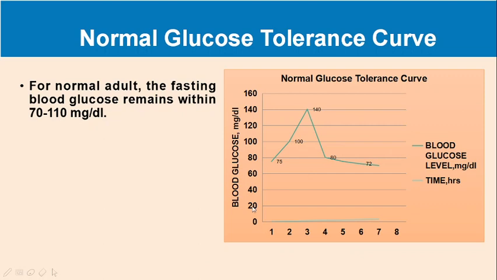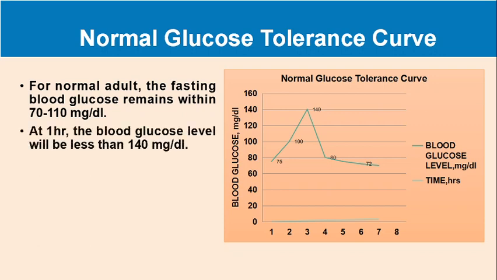So the fasting 0 minute sample will be between 70 to 110, and the blood glucose level will increase. Within 1 hour we can have values increasing from 75 to 100, then to 140. So it will not increase beyond this 140.